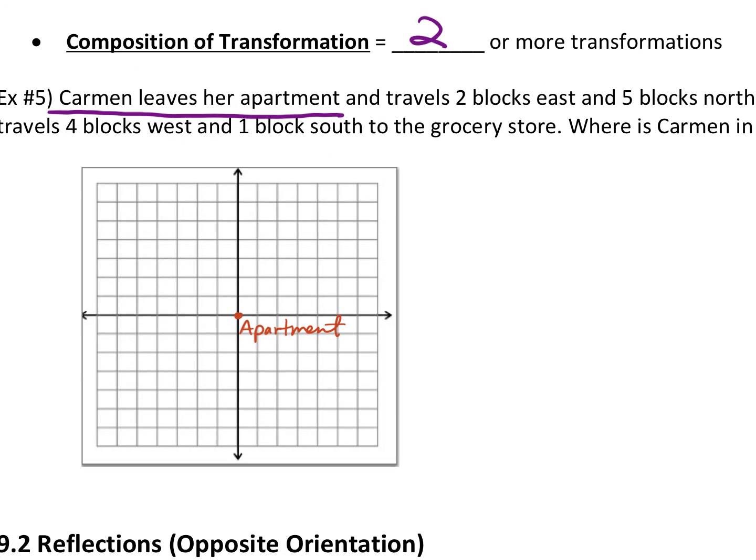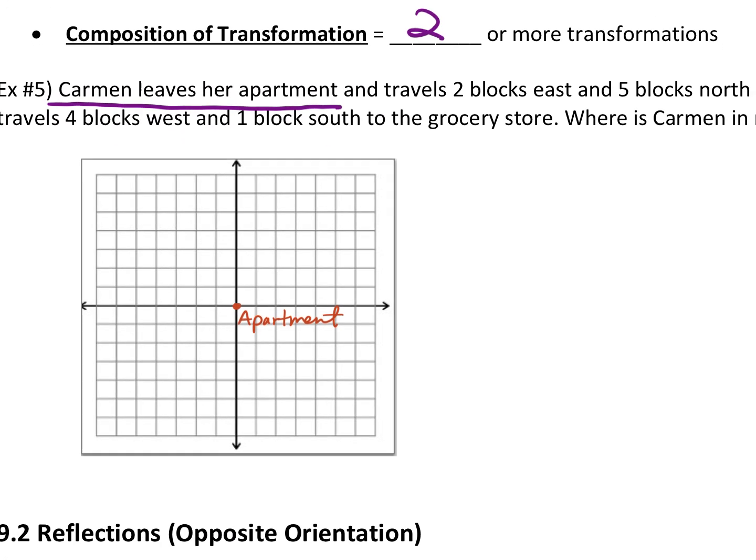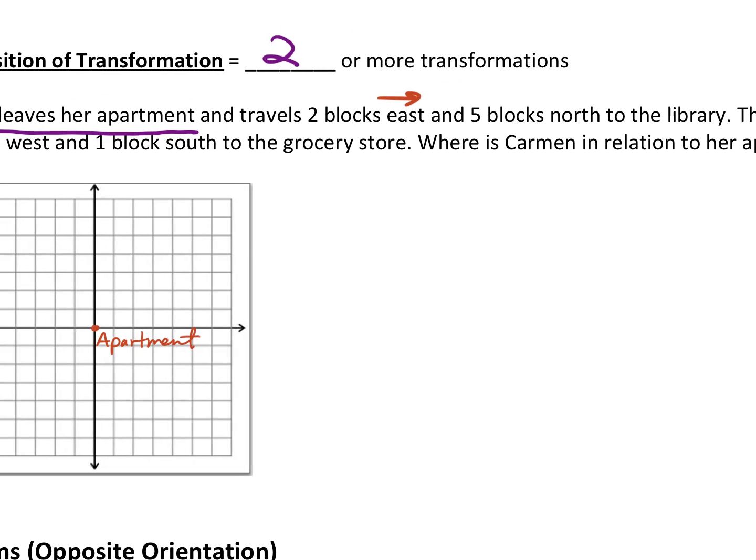Okay, here's what it says. Carmen leaves her apartment and travels 2 blocks east. Which way is east? Up, down, left, right? East would be to the right. So she's going 2 blocks east, 5 blocks north. Where's north going to go? Up. So 2 blocks east, 1, 2. 5 blocks north, 1, 2, 3, 4, 5. That puts her at the library. So plot that point.